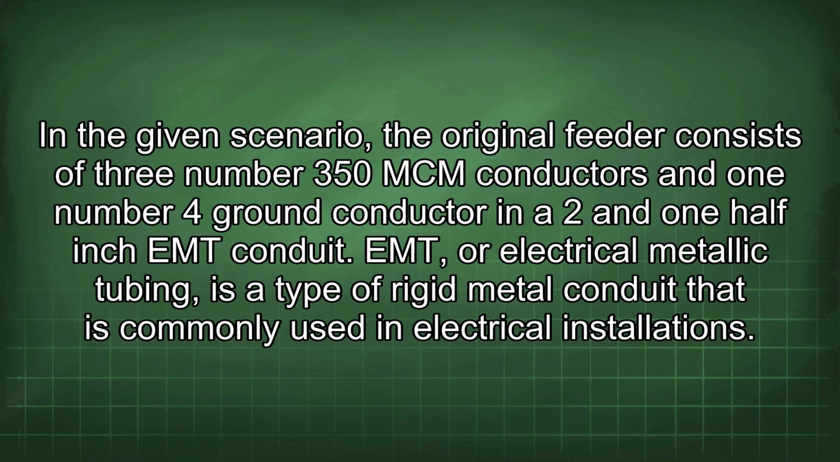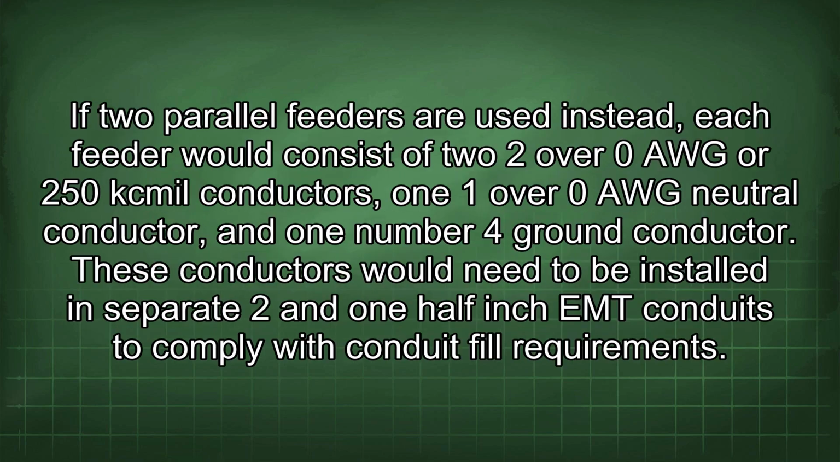In the given scenario, the original feeder consists of 3 number 350 kcmil conductors and 1 number 4 ground conductor in the 2 1/2 inch EMT conduit. EMT, or electrical metallic tubing, is a type of metal conduit that is commonly used in electrical installations. If 2 parallel feeders are used instead, each feeder would consist of 2 2/0 AWG or 250 kcmil conductors, 1 1/0 AWG neutral conductor, and 1 number 4 ground conductor.